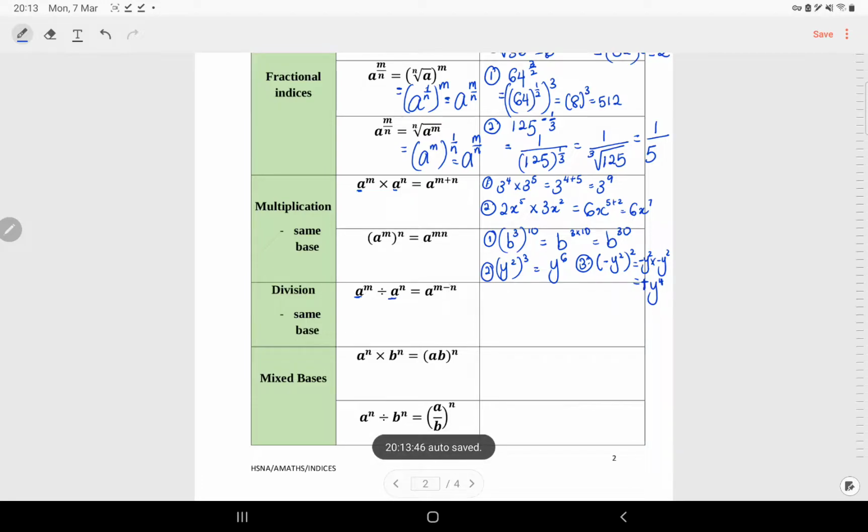So for example, you have 7 to the power x divided by 49. Can you reduce 49 to base 7? Yes, so you say 7 to the power x divided by 7 to the power 2. They are of the same base, so you subtract the powers, x minus 2. There you go.